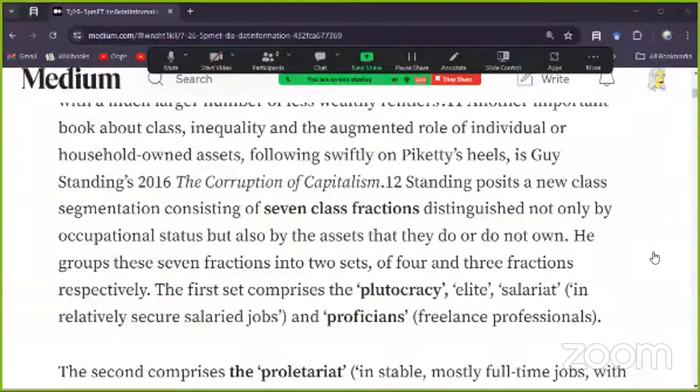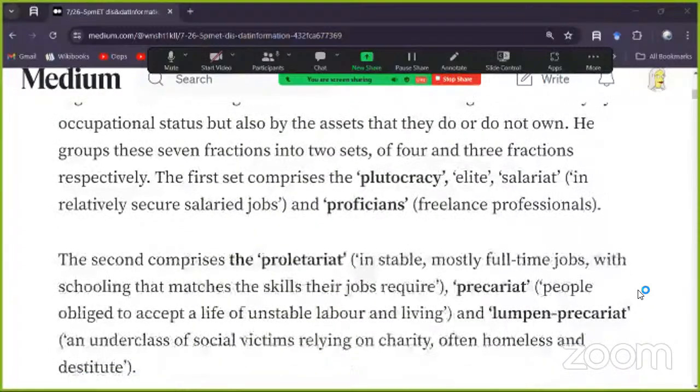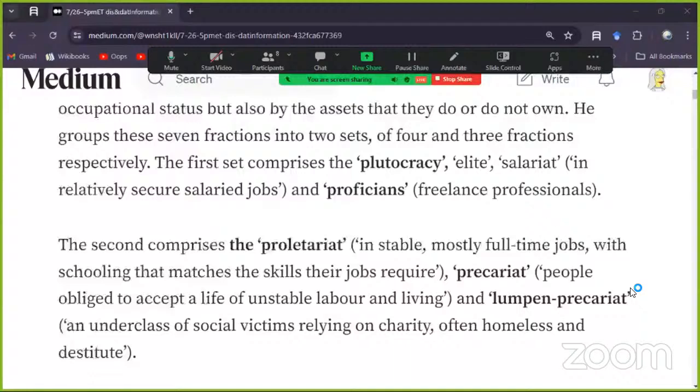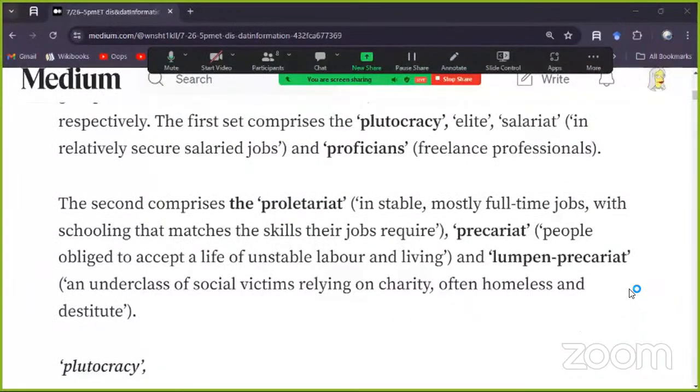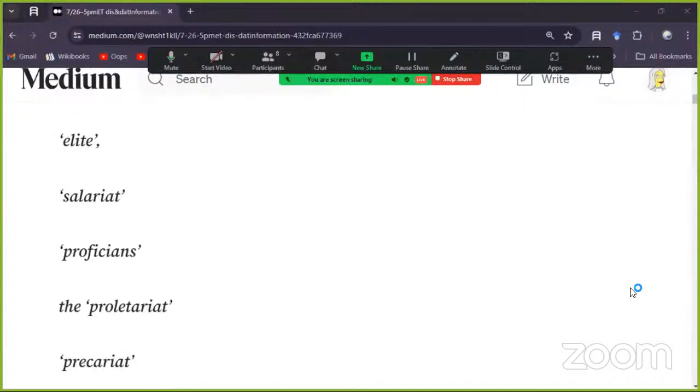The first set comprises the plutocracy, the elite; the salariat, those people who are in relatively secure salaried jobs; and proficients, freelance professionals. And the second set comprises the proletariat; the precariat, people who live with unstable labor and living; and the lumpen precariat, an underclass of social victims relying on charity, often homeless and destitute. And so these class fractions are just another way we could label class even in the 21st century and identify them in fairly useful ways.